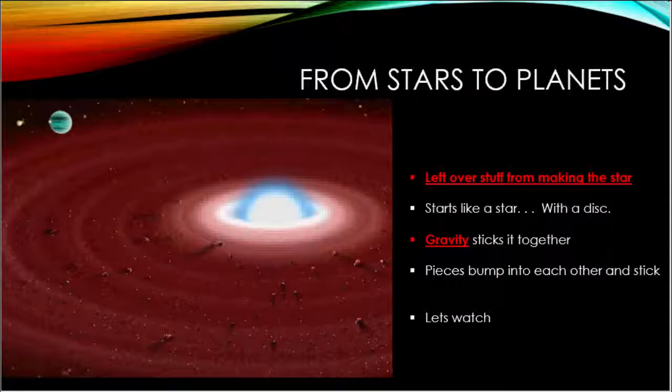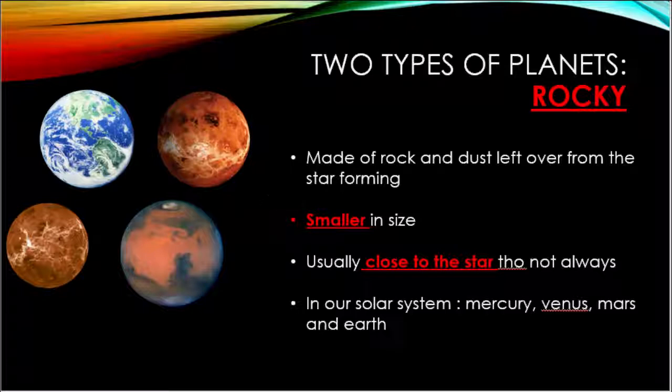So let's talk about some planets. There are basically two different types of planets that could possibly arise from the leftover remnants of stars when they're being created. And those are rocky and gaseous. So let's start with the rocky planets.